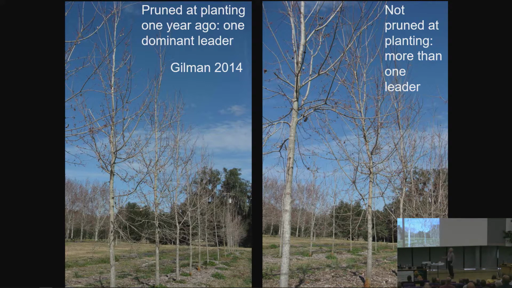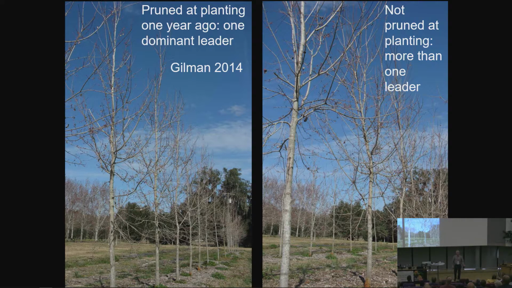So we got 6 rows of trees. You're seeing 2 rows here. There's 4 other rows behind me. Some were not pruned at planting. Another group was pruned at planting. And here we are 1 year later. If you look real carefully, you can see the reduction cuts there on that row of trees.